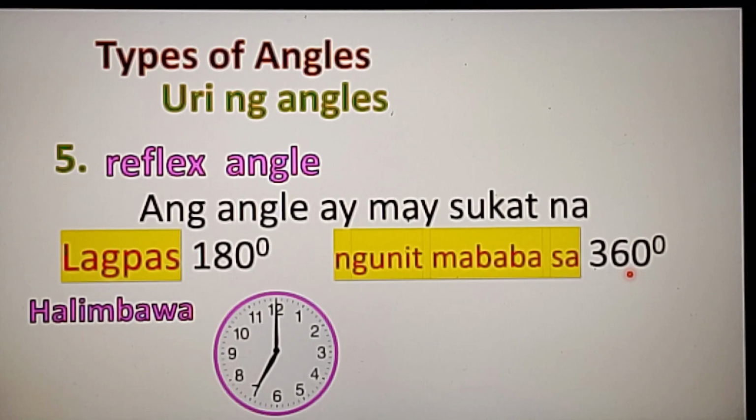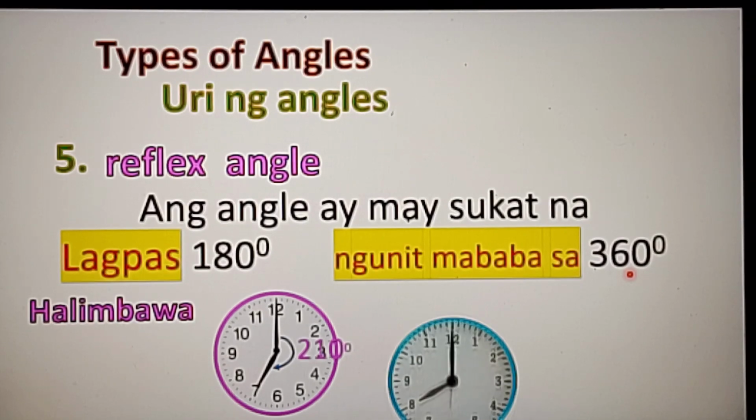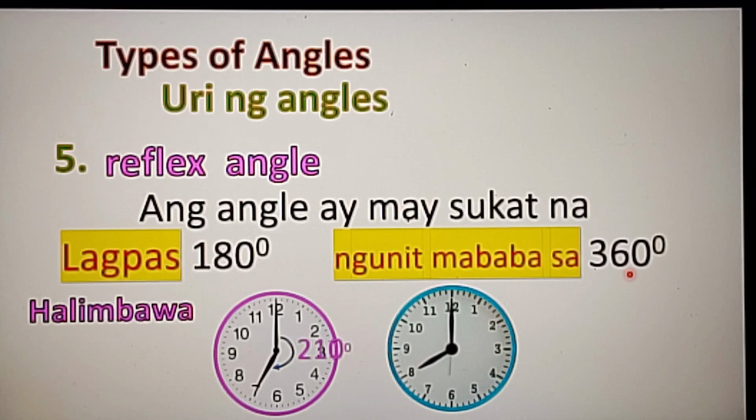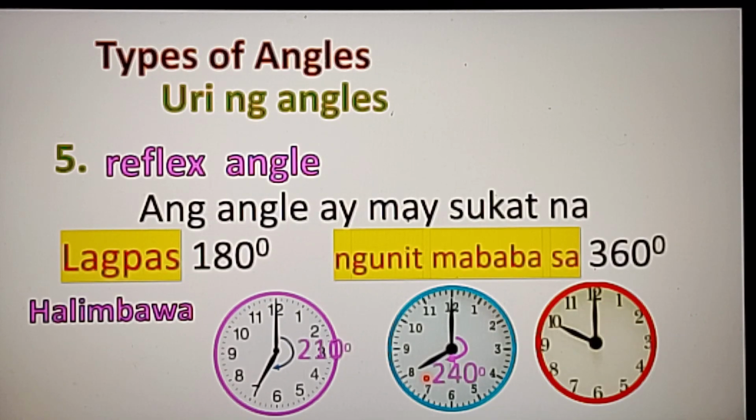Halimbawa, the angle formed by the hands of the clock at 7 o'clock. That forms an angle whose measure is 210 degrees. Another example, the angle formed by the hands of the clock at 8 o'clock. That measures 240 degrees. Another example, the angle formed by the hands of the clock at 10 o'clock.